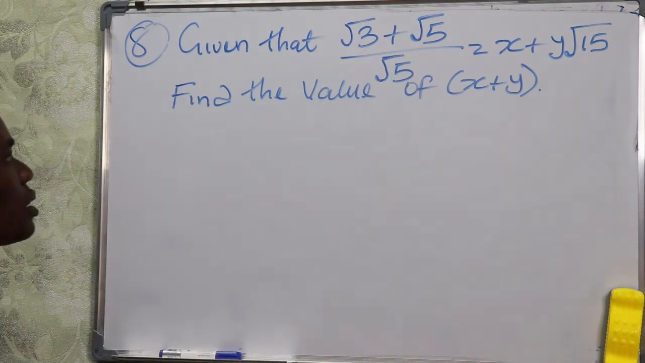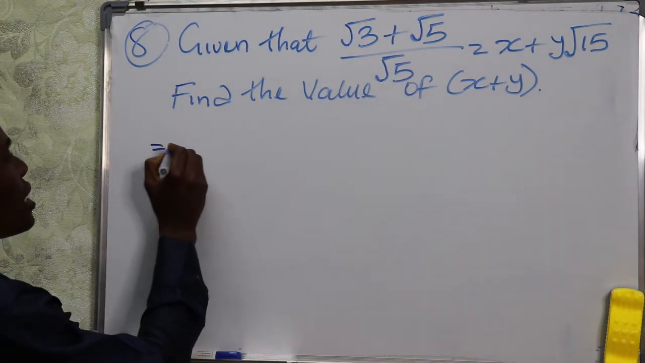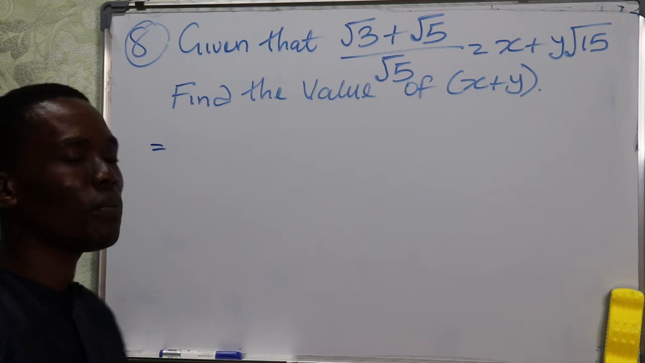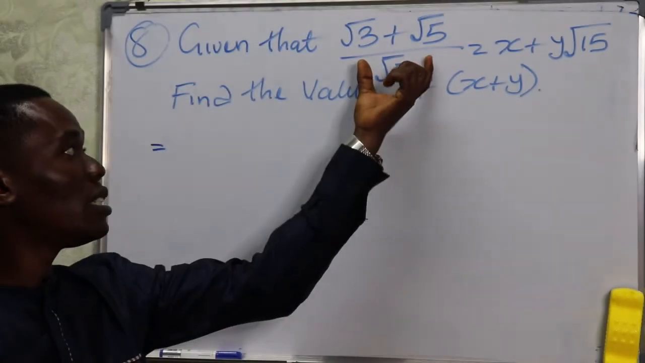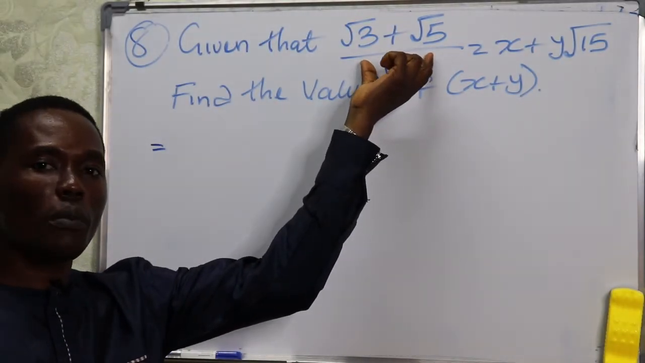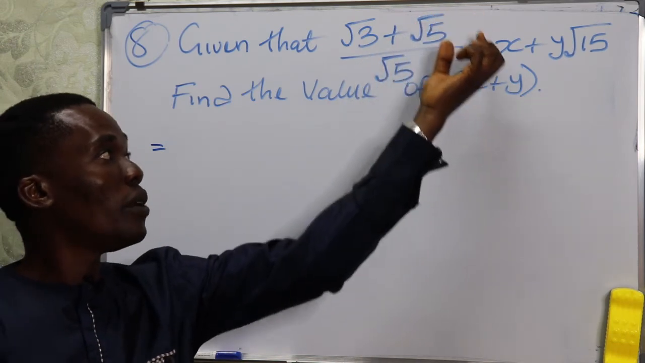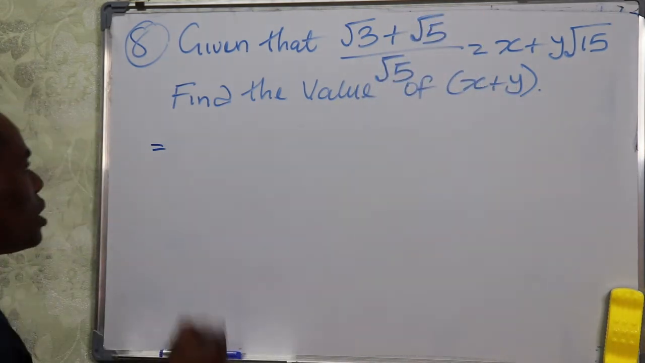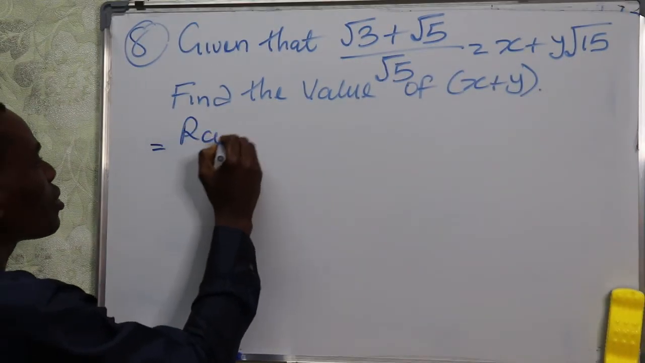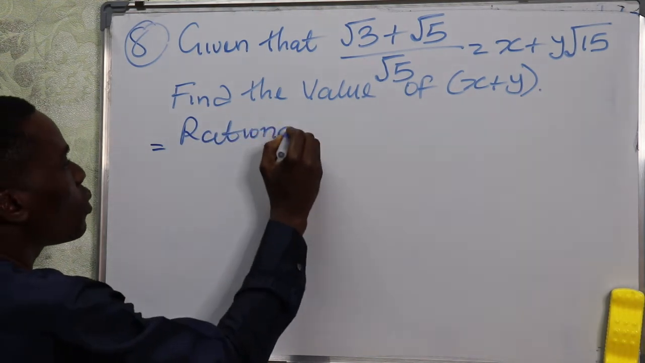Now let's solve this. If we rationalize that value, rationalization simply means multiplying the denominator, which is an irrational number, a surd, by the numerator and the denominator. So rationalizing the surd will give us what?